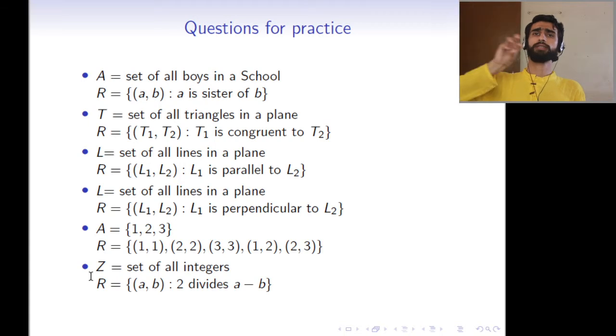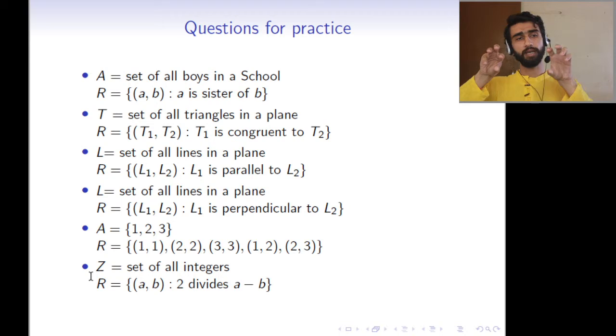If I take randomly one triangle from here and one triangle from here, what is symmetry? If A is related to B, then B is related to A. Now I'm saying this triangle is related to this triangle. Is it necessary that this triangle is related to this one? Yes, of course. If two triangles are congruent, then they are congruent to each other. So this relation is also symmetric.